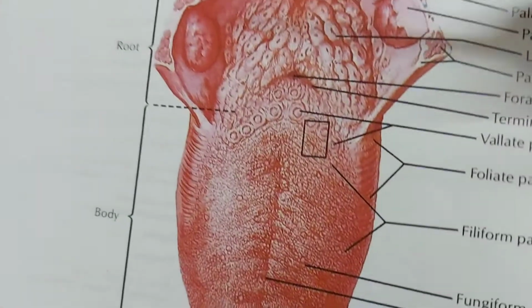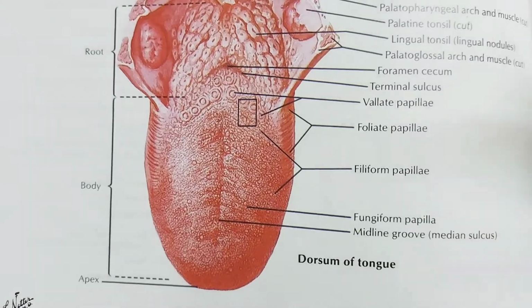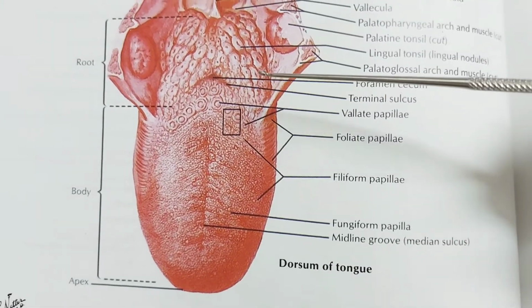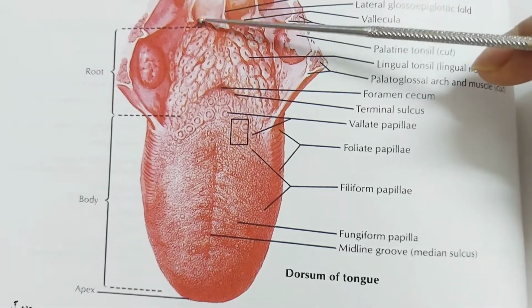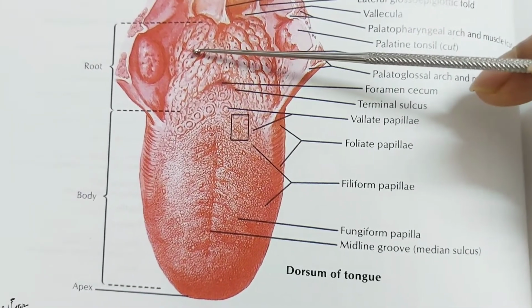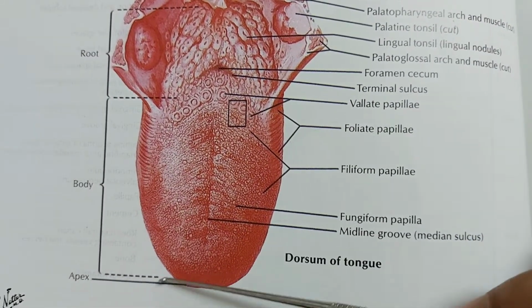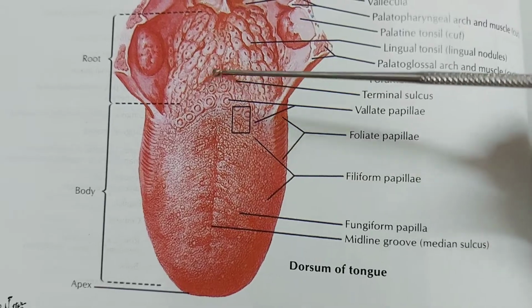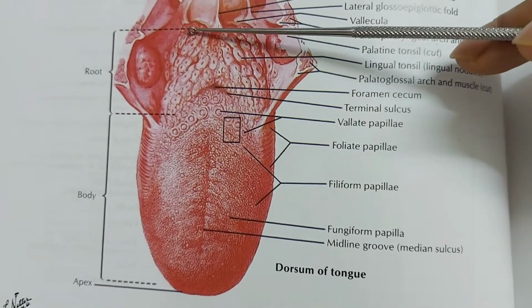If we see the upper surface of the tongue, in this dorsum of the tongue, we can see this part is known as the root, this part is the body, and this is the tip. We can divide the tongue into three parts.